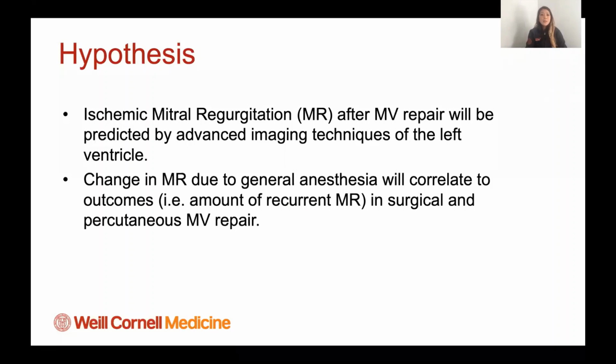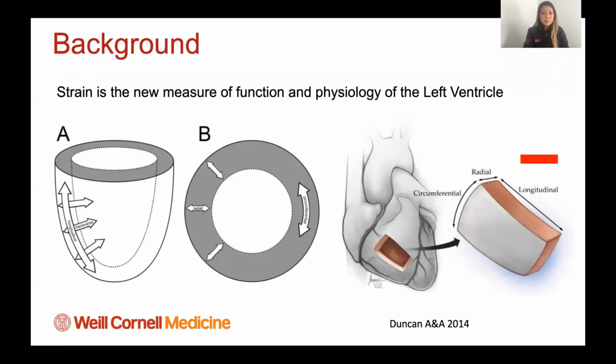So the hypothesis here is that ischemic mitral regurgitation after mitral valve repair will be predicted by advanced imaging techniques of the left ventricle, and change in mitral regurgitation due to general anesthesia will correlate to outcomes, meaning the amount of recurrent mitral regurgitation that will be seen after the index procedure.